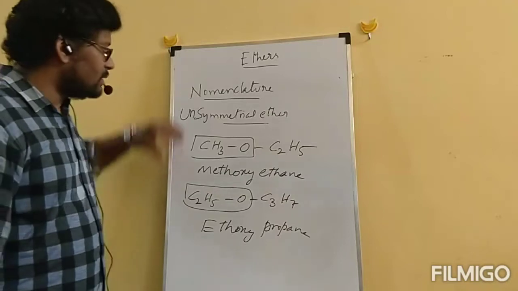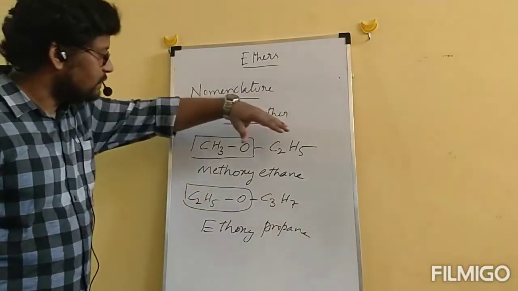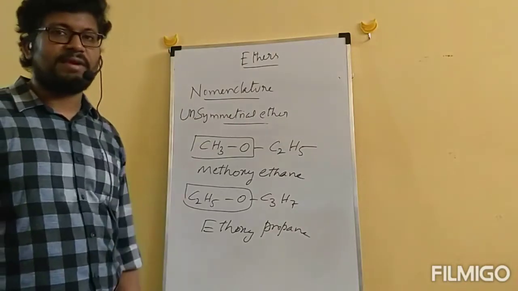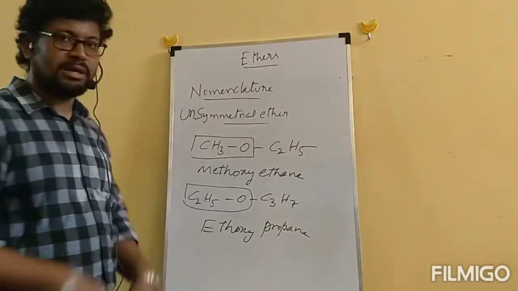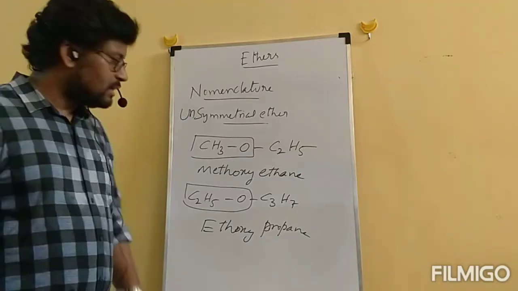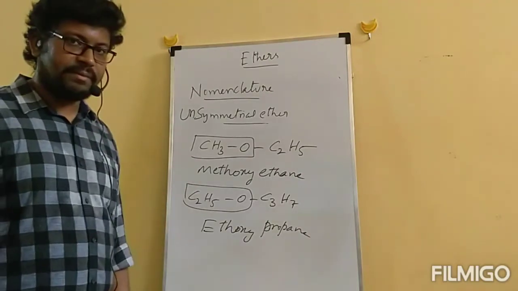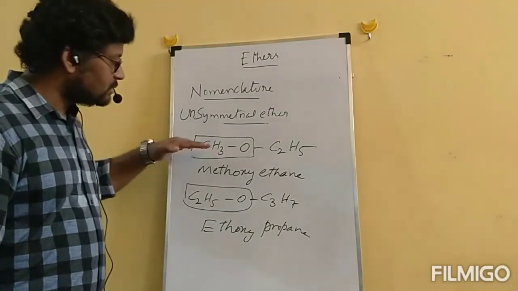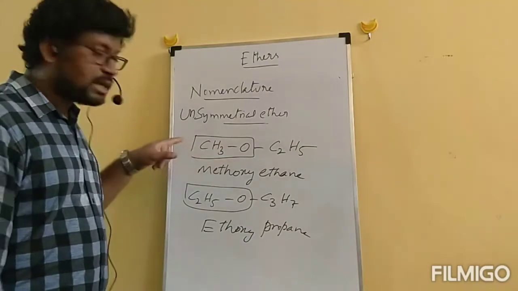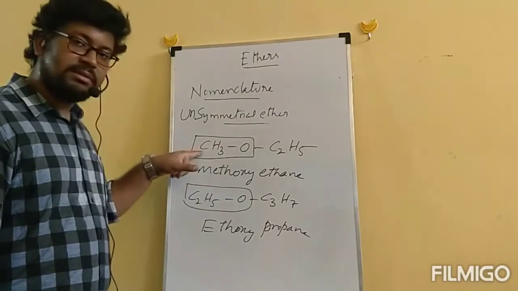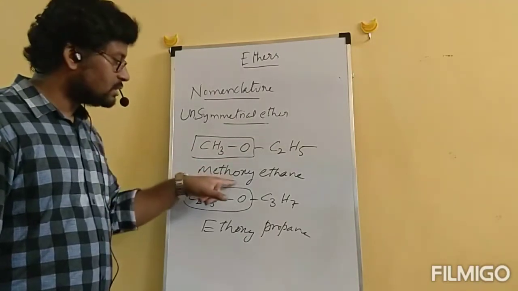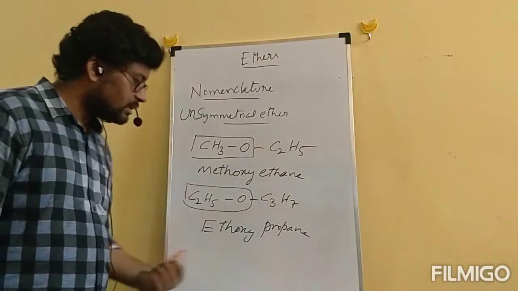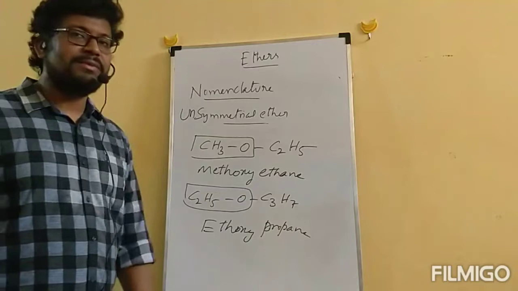Is it okay, ma'am? Now, for unsymmetrical ethers, out of the two alkyl groups, we have to select the alkyl group with less number of carbon atoms and it must be joined with oxygen. Okay, and it is given as alkoxy. After that, select that carbon present in that alkoxy group. Now it has one carbon, so it is methoxy. Remaining carbons, that is chained with ethane. Methoxyethane, ethoxypropane. Like that we will continue with names.